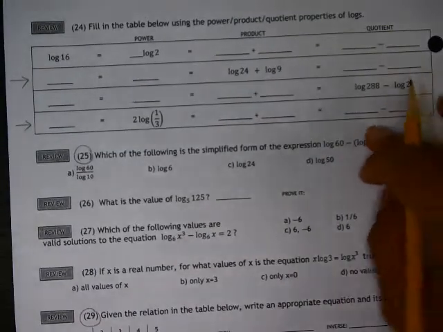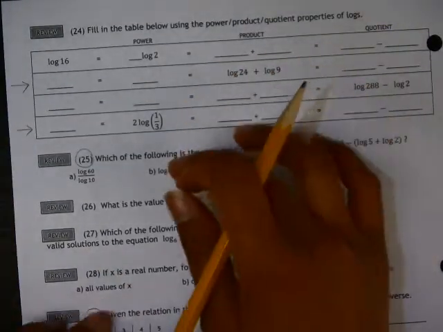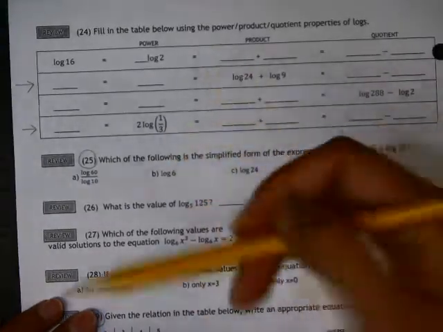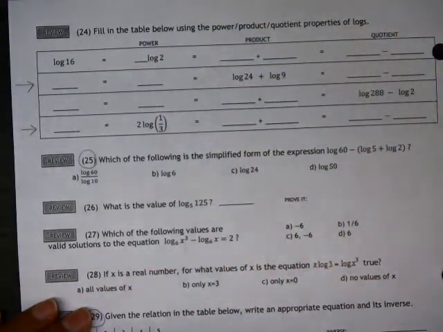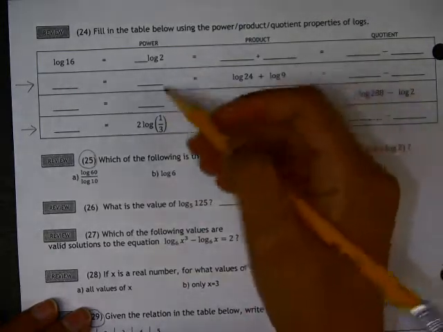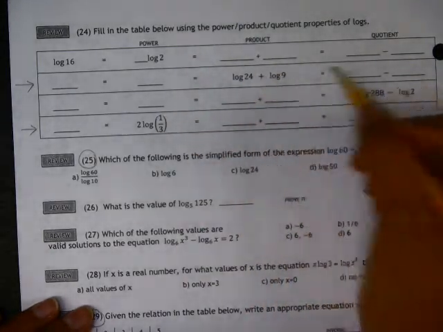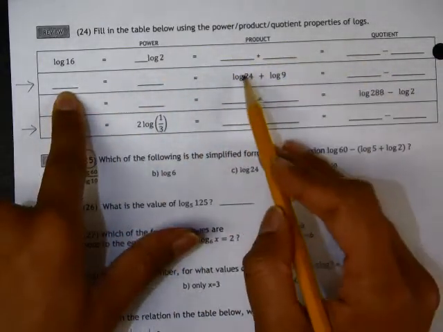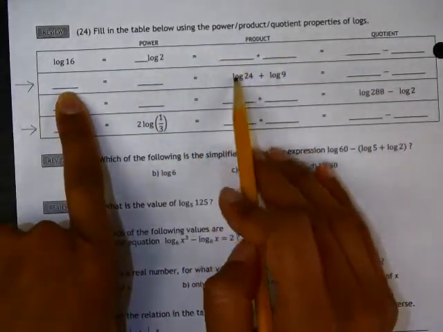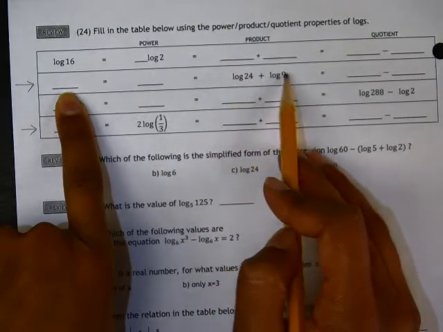This is worksheet 19.7, and we're going to do 24 and 25. On 24, we're filling this table in. In a lot of these cases, you're making up any example of an expression that would be equivalent to the one that's provided. So if we look at the second row here, all of our expressions need to be equivalent to the expression log 24 plus log 9.